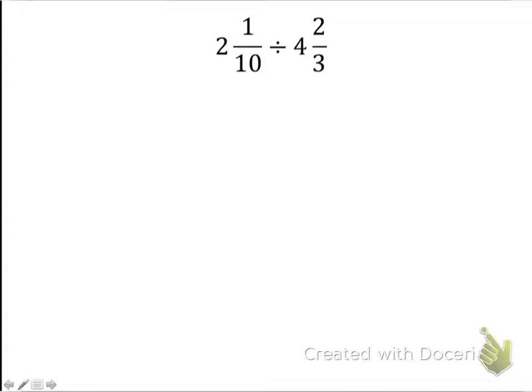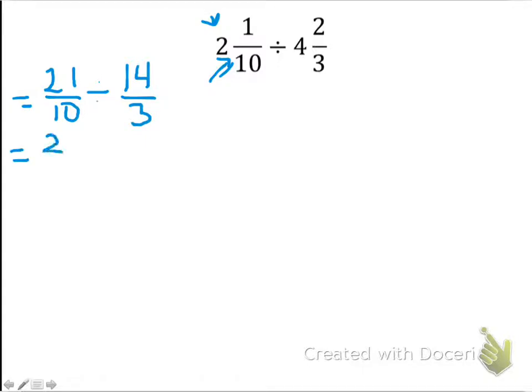If we have 2 1/10 divided by 4 2/3, our first step is to write them both as improper fractions. 2 1/10, so we take 2, and we multiply it by the 10, and then we add the 1. So 2 times 10 is 20, plus 1 is 21. Divided by 4 times 3 is 12, plus 2 is 14 over 3. Our next step is to take the reciprocal of the second fraction. So we'll write out our first fraction because nothing happens to it. What's the reciprocal of 14/3? 3/14. And instead of dividing, we're going to multiply.